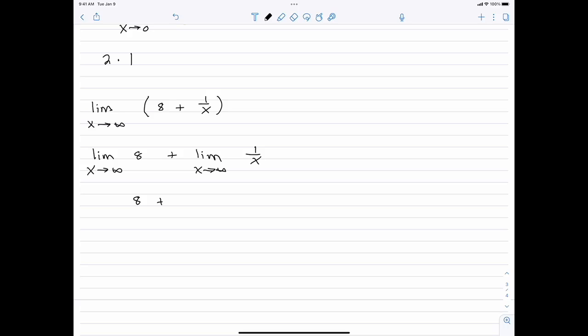What about the second one? Well, we know this one. This is a flashcard. This goes to 0. So it is 8 plus 0. Okay? So that's what we're going to stop there for right now.